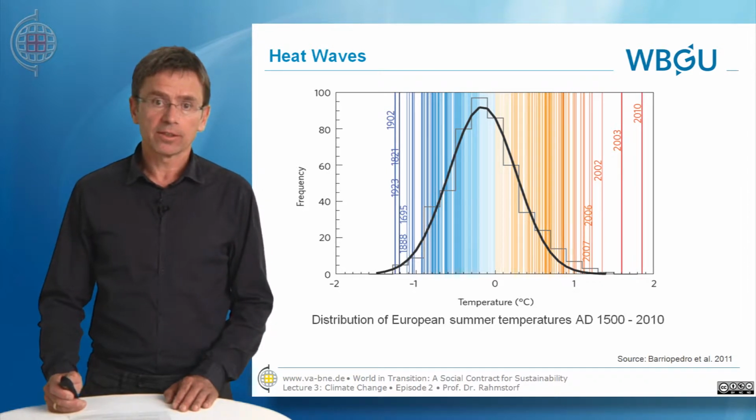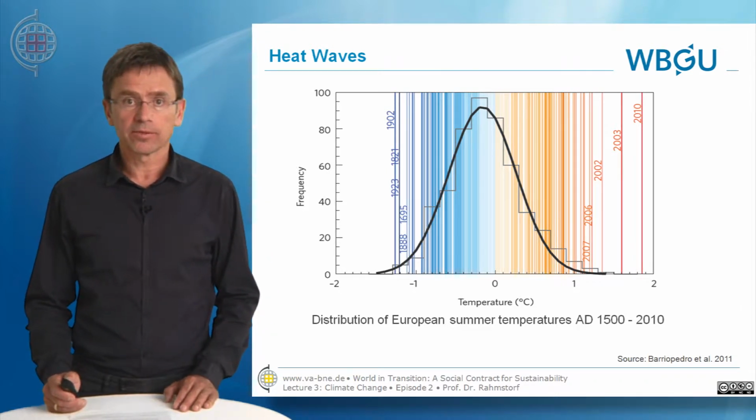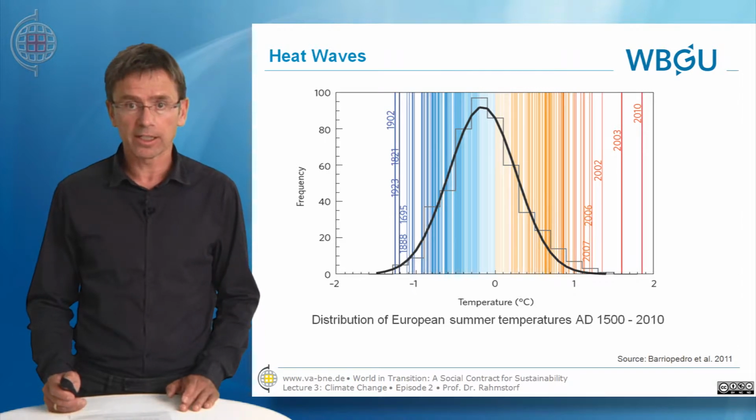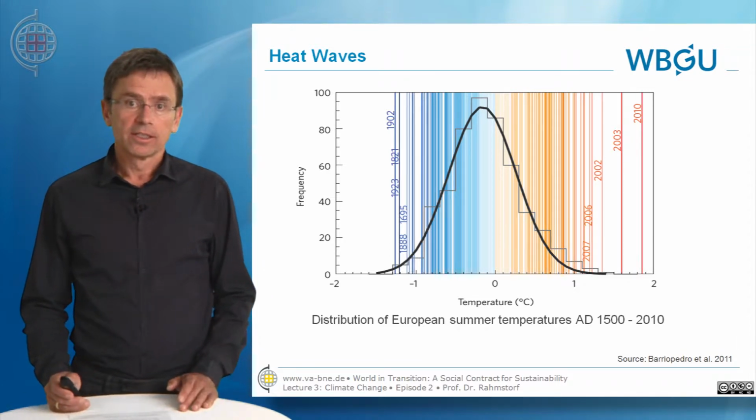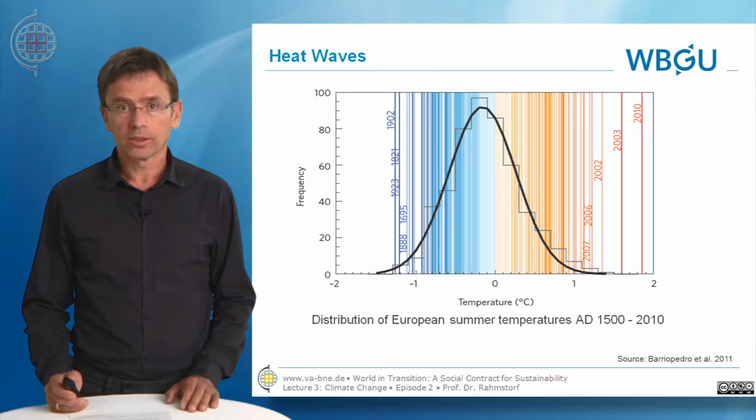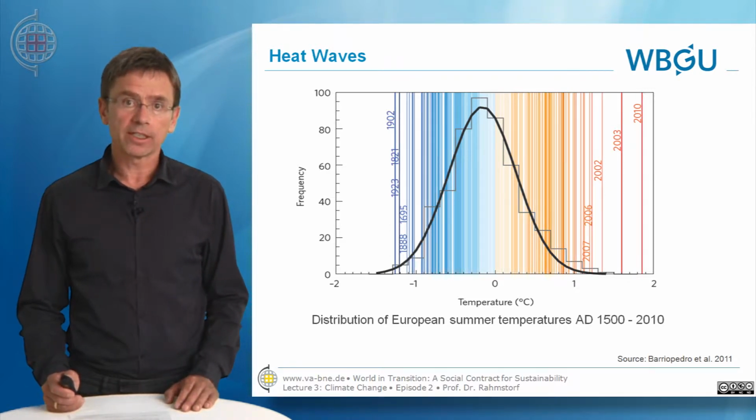And you can see that the recent very hot summers like 2010 and 2003 really are way off to the right side. They are kind of outliers. And the fact that the 5 hottest years were all in the last decade already shows you that this is not just some random distribution, but that you really see the effect of global warming happening here.